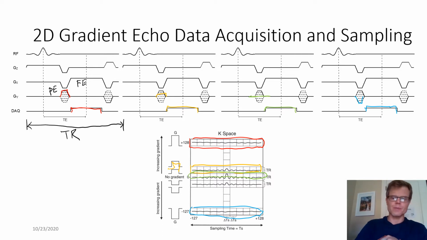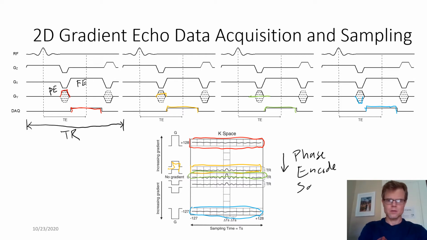Okay, so we have two dimensions here of the data sampling. The up-down in this picture is our phase encode sampling. The concept of sampling becomes important when we talk about aliasing and a potential artifact. And then left to right here, this is our frequency encoding sampling.